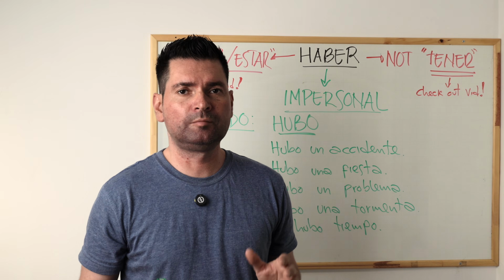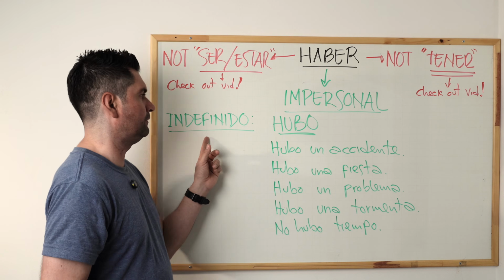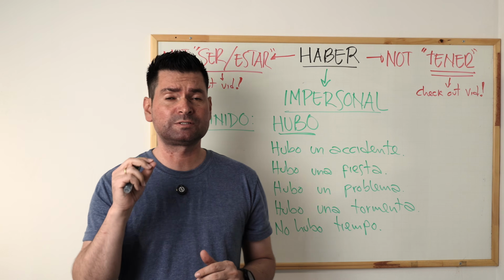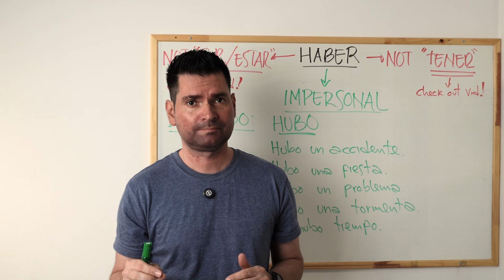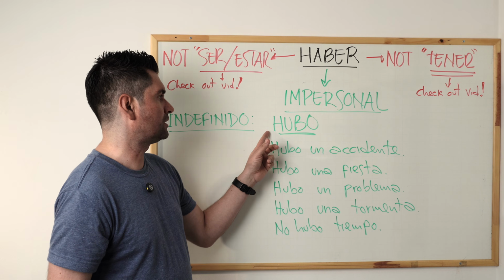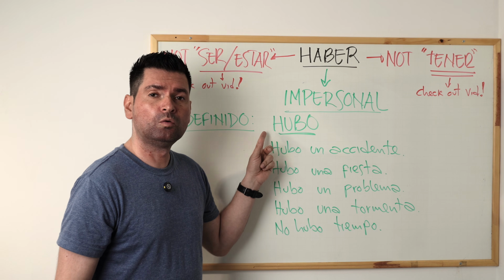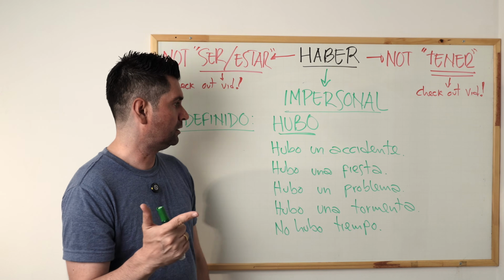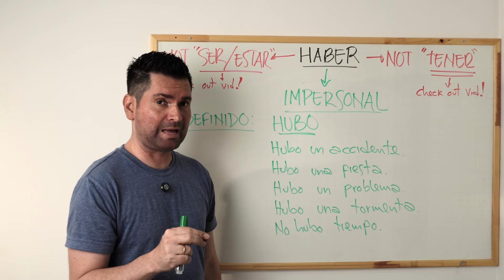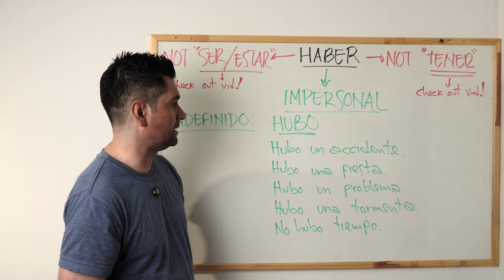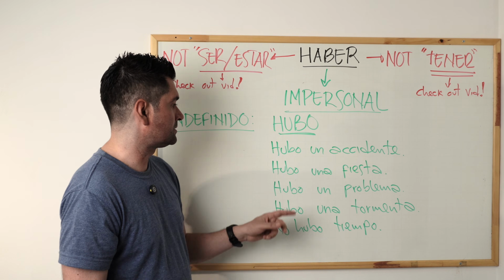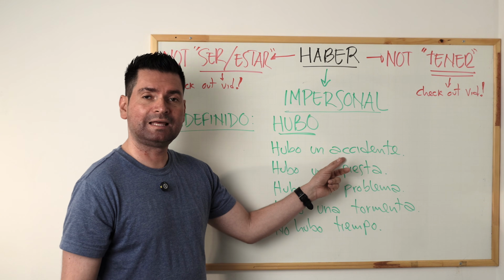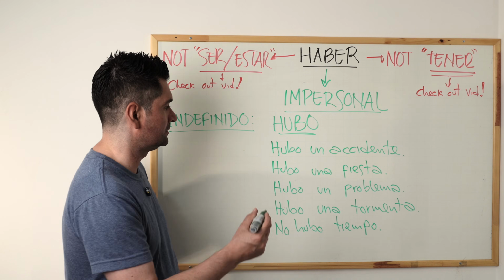Now let's go to the form in the simple past. The first one is the indefinido. Remember that indefinido is for specific moments in the past. And the construction is going to be hubo. Hubo is there was or there were for specific moments in the past, specific situations in the past, especially events. Example, hubo un accidente. There was an accident.